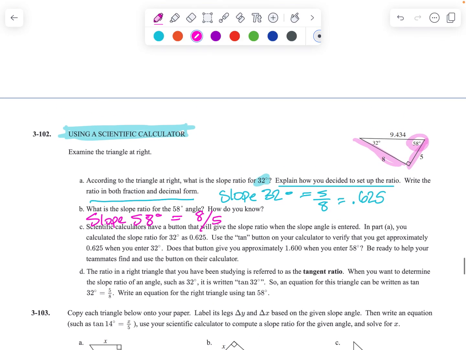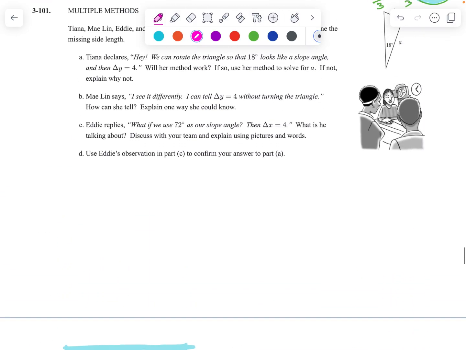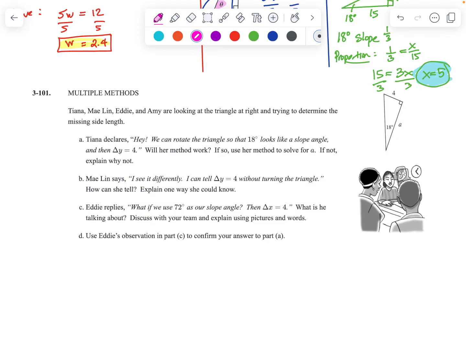I would actually go back. I skipped number 101, but there's an important question that we need to look at. I don't think we need to look at the whole thing, but question B gets to what we have been alluding to. They're looking at this triangle with the 18-degree angle. Another student says, what if we use 72 instead? What would happen then? The question was, whether you're using the 8 or the 72, how would you know which one to put on top?